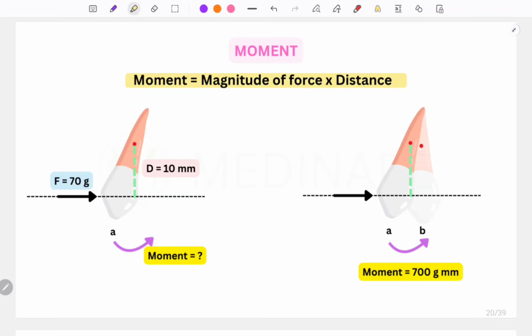Let's say, for example, the force is 70 grams and the distance from the center of resistance to the line of action of force is approximately 10 mm, then what is the moment? We just have to multiply and give the answer. It is 700 gram mm.